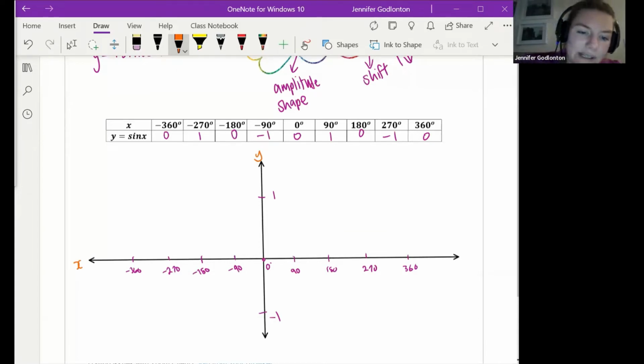At negative 360, my y value is 0. At negative 270, my y value is 1. At negative 180, it's 0. At negative 90, it's negative 1. At 0, it's 0. At 90, it's 1. At 180, it's 0. At 270, it's negative 1. And at 360, it's 0.